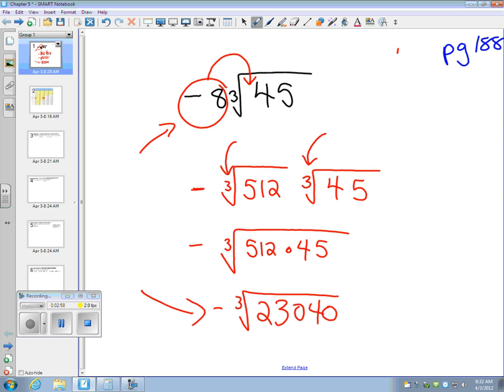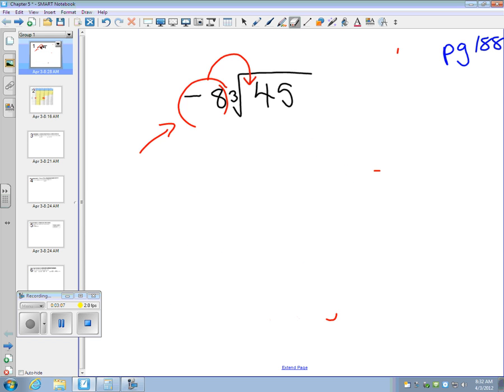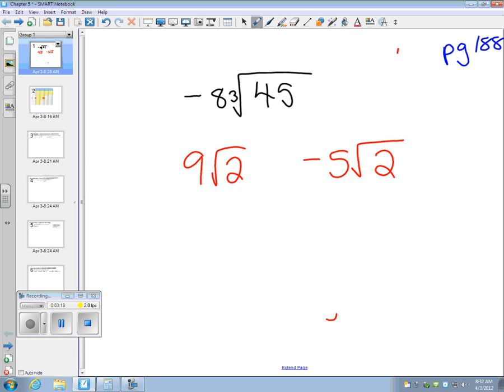Okay, radicals are called like radicals when they have the same index and the same radicand. And the example that they gave for that was 9 root 2 and -5 root 2. They are like because they have the same index. So here there's an imaginary 2 there. It's like square root, and the same radicand. And when we have like radicals, we can add and subtract them. So if I have 9 root 2's minus 5 root 2's, well, I'm left with only 4 root 2's. I can combine those. Okay?